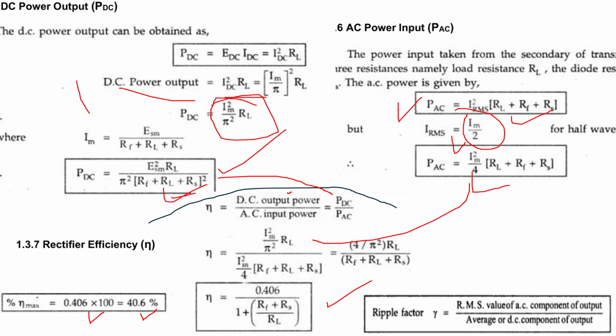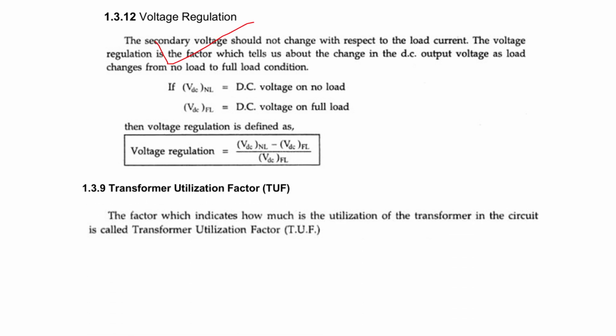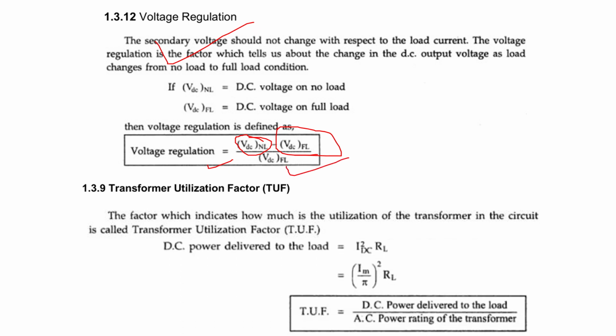Similarly you can also calculate the ripple factor. Ripple factor is nothing but the RMS value of the AC component divided by the average DC component, and you can calculate it using this equation, right? Similarly, we can also find out the voltage regulation for our half wave rectifier. So voltage regulation is VDC at no load minus VDC at full load, divided by VDC at full load, right? These are some equations.